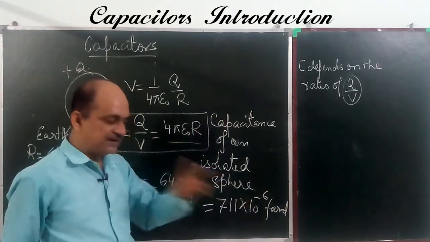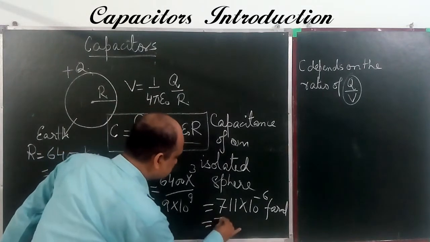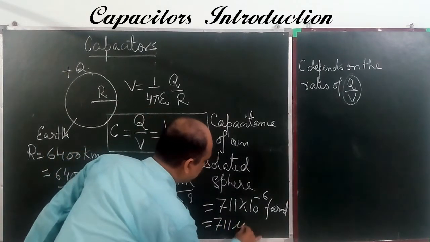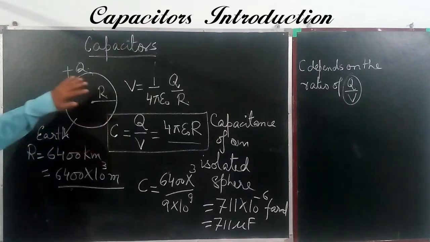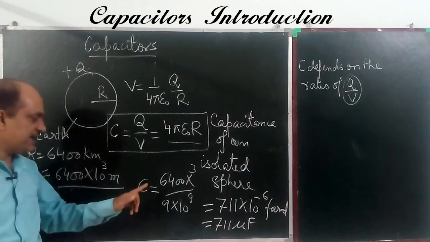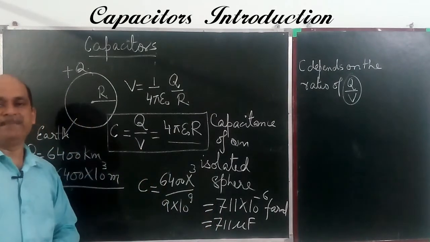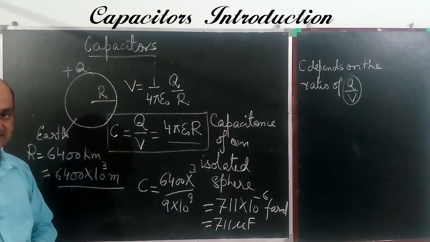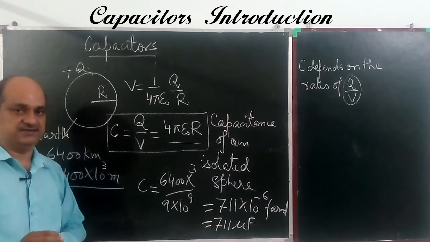Okay, and 10 to the power minus 6 we can write as micro. So this one is 711 microfarad. That means we know that Earth is such a big sphere, and that much big sphere has the capacitance of only 711 microfarad. So we can guess how big a farad is.